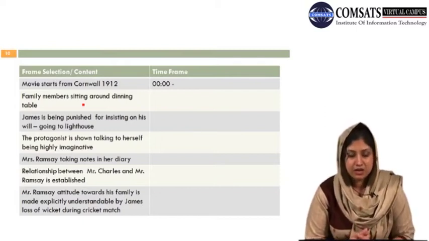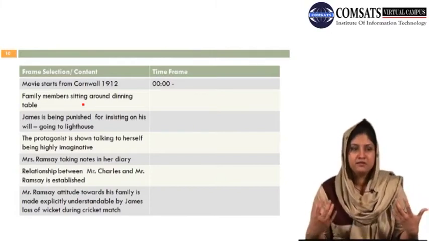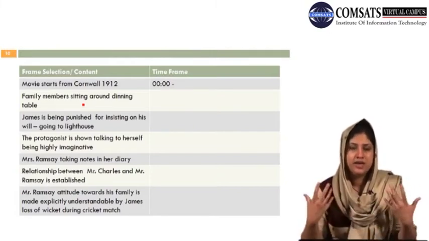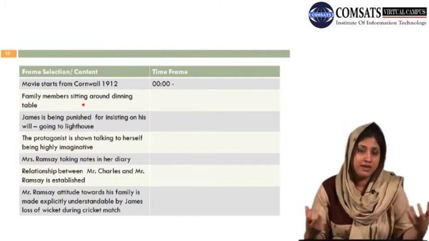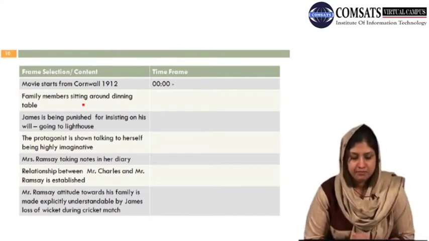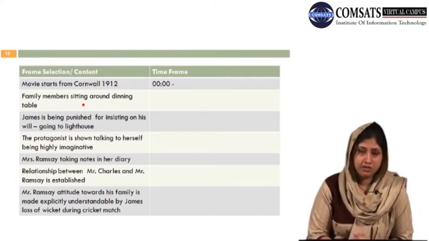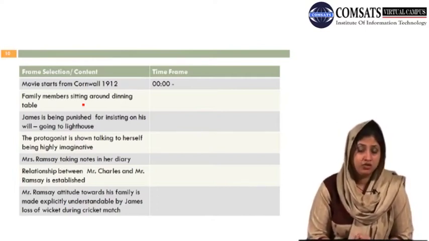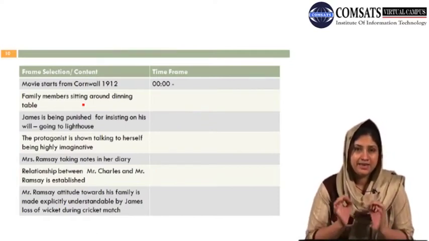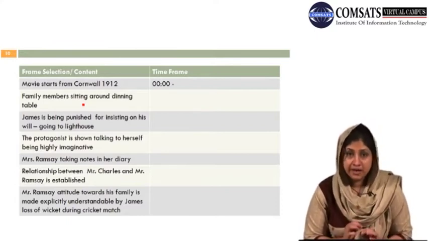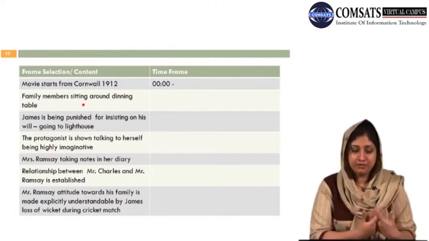This sets the notion of how the domestic front created and held by Mrs. Ramsay keeps everyone together and is quite bonding. And you will find that James, being the youngest boy in the family, is being punished for insisting on his will of going to the Lighthouse. And this idea of punishment comes from his father, not his mother. So this negativity starts right from the beginning.